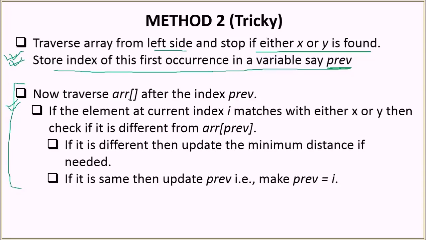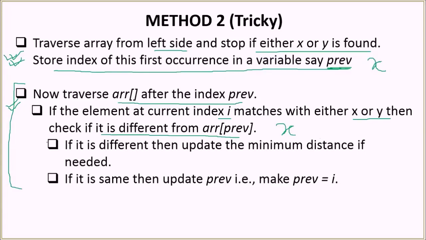Now we traverse the remaining part of the array, that is, after the index previous. If the element at the current index i matches either x or y, then check if it is different from the array element at previous. So if here we got the variable x, then we should not find variable x again here. If we find x, then it's of no use to us. So we should find variable y.